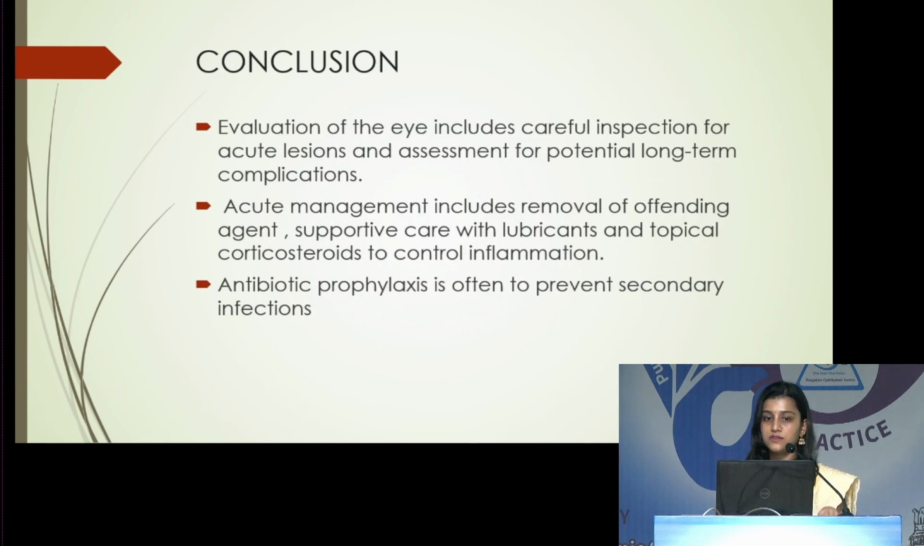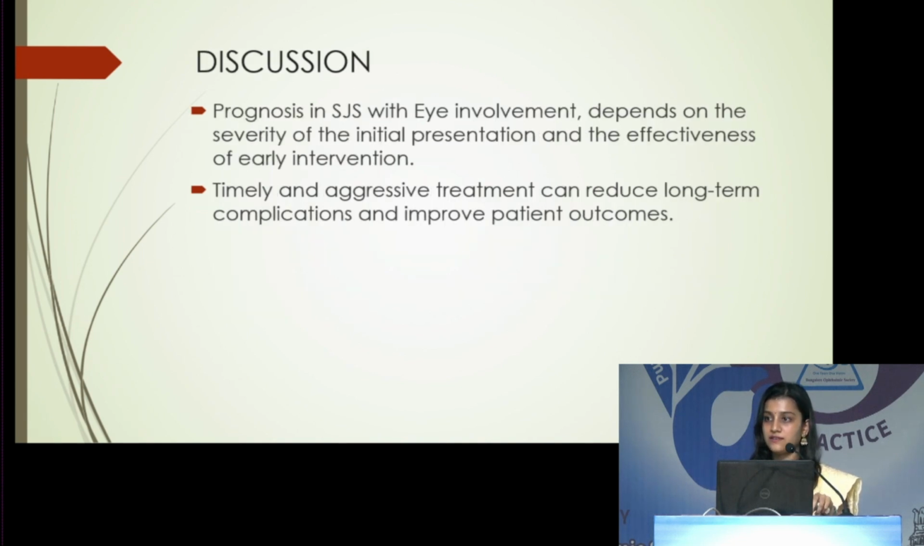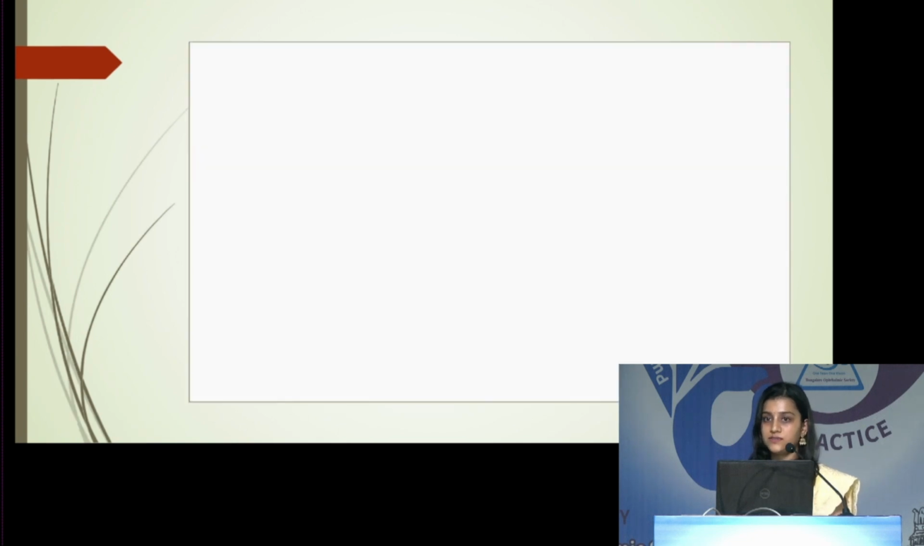So the conclusion here is that evaluation of the eye includes careful inspection for acute lesions and assessment for potential long-term complications. Acute management includes removal of the offending agent, supportive care with lubricants, mainly to restore the tear film, topical corticosteroids as anti-inflammatory and to prevent scarring, and antibiotic prophylaxis to prevent secondary infections. So prognosis and eye involvement depend on the severity of the initial presentation and effectiveness of early treatment. So timely aggressive treatment is necessary.